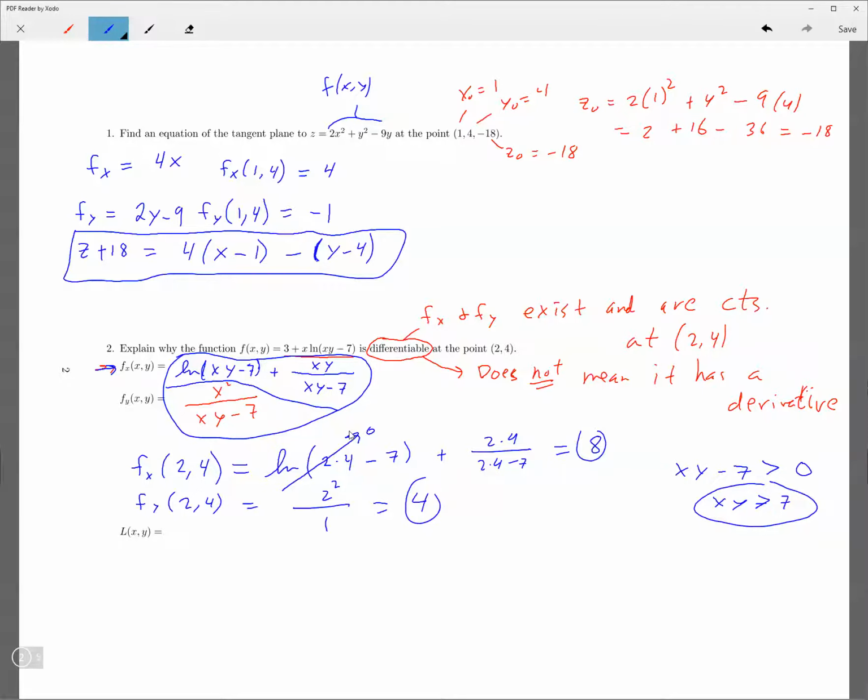Okay, so that's the first part, and that's part A. Part B says to find the linearization. Okay, remember that one's going to be f of a, b, or f of 2, 4, plus the partial.